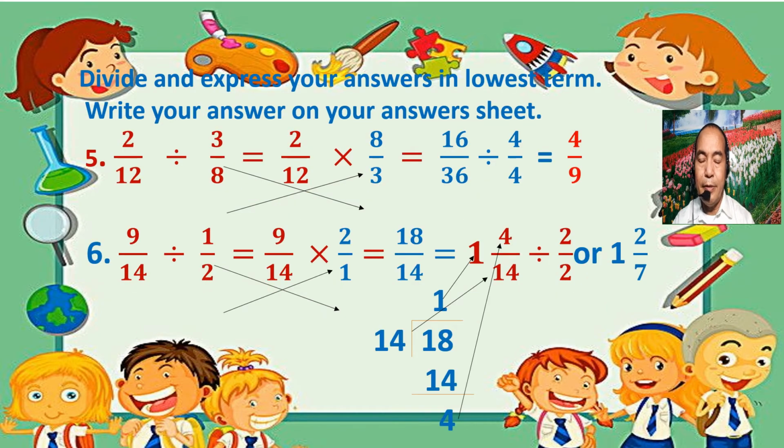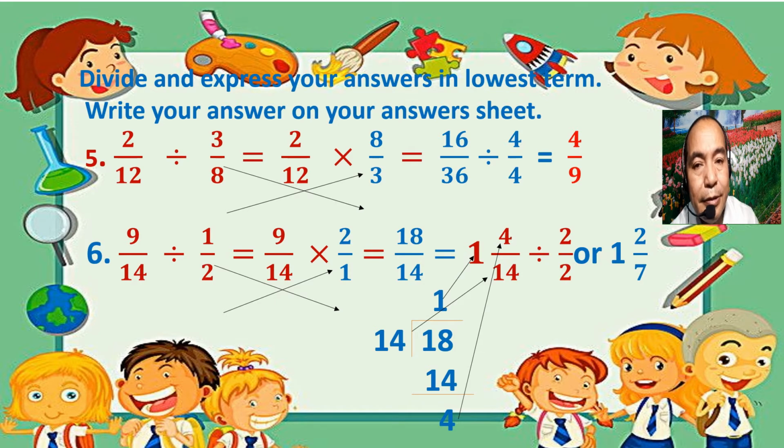Okay, let's go to item number 5. The fraction is 2 over 12 divided by 3/8. So we will invert the divisor 3/8. It will now become 8 over 3 to be multiplied to the dividend, which is 2 over 12. So 2 over 12 times 8 over 3, multiply the numerators, 2 times 8, we have 16. 12 times 3, we have 36. This is now our answer, but the fraction is not in the lowest term, so we need to reduce it.